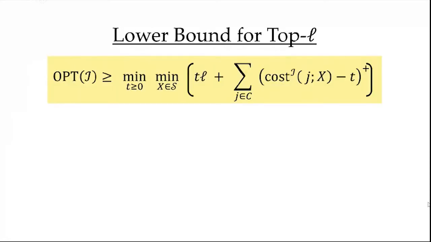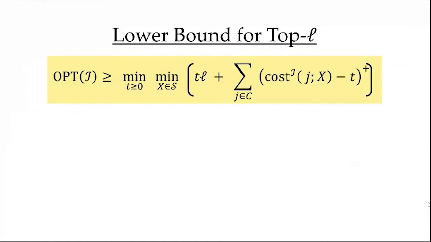So here's a lower bound for the top L. Let's parse this. It says the opt is the following. It's the min over one parameter t, and once you fix t, it looks at all the solutions x: t times L plus the sum over all the clients of cost minus t's non-negative part. This notion is just the max of this number and zero, the non-negative part of this. I sum over all clients, plus tL.